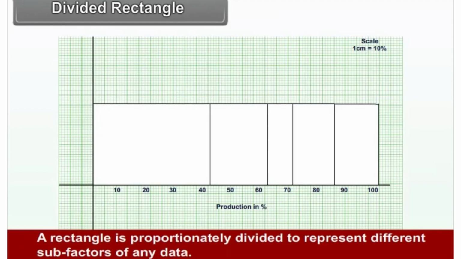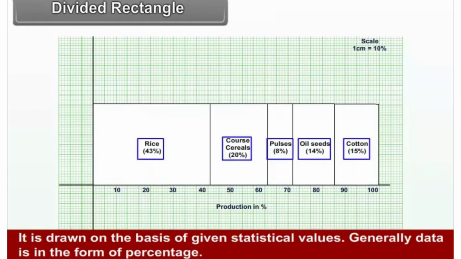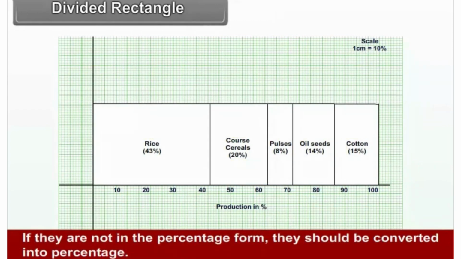Divided rectangle. A rectangle is proportionately divided to represent different sub-factors of any data. It is drawn on the basis of given statistical values. Generally, data is in the form of percentage. If they are not in percentage form, they should be converted into percentage.